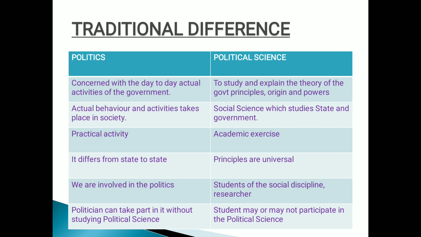Right. Now, the difference between politics and political science is reflected by the fact that a politician can take part in politics without studying political science. Here, pay attention now, students. The politician can take part in politics without studying political science, and a student of political science may or may not take an active part in politics. I hope you have cleared the difference in your brain, the main difference between politics and political science, so that I can make you understand more what political science is all about. Right? Let's move on to another slide.